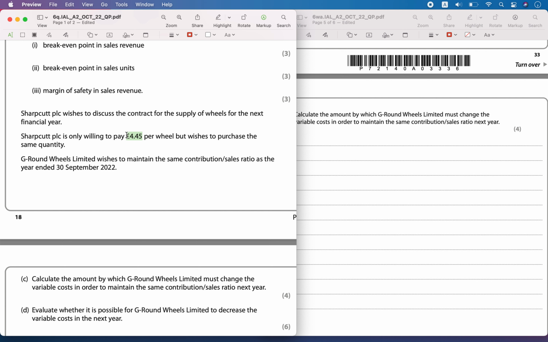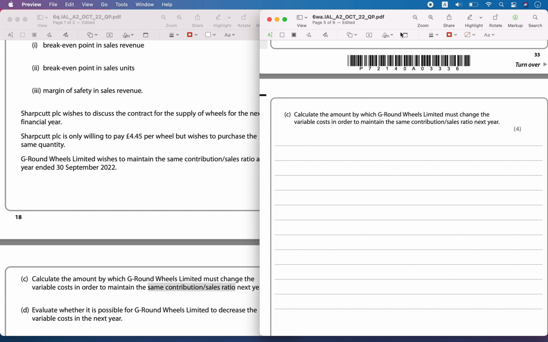G Round Wheels Limited wishes to maintain the same contribution to sales ratio as the year ended 30th September 2022. So how must it change the variable cost in order to maintain this, because the quantity bought is going to remain the same and they are going to sell at a lower price? The company has to adjust the variable cost in order to maintain the same contribution ratio. So let's find out how it does.